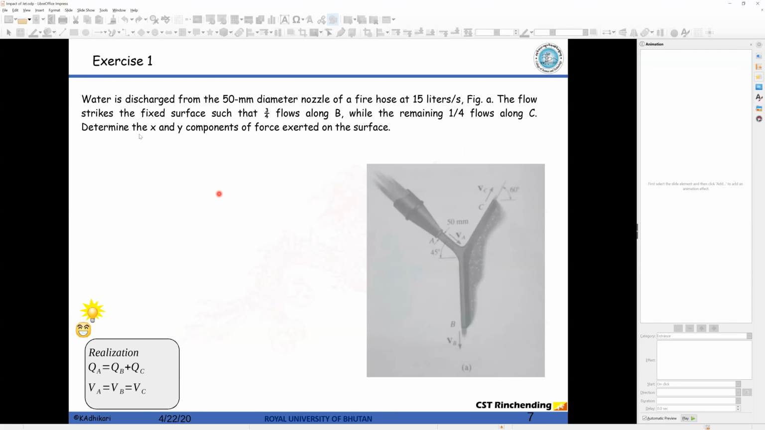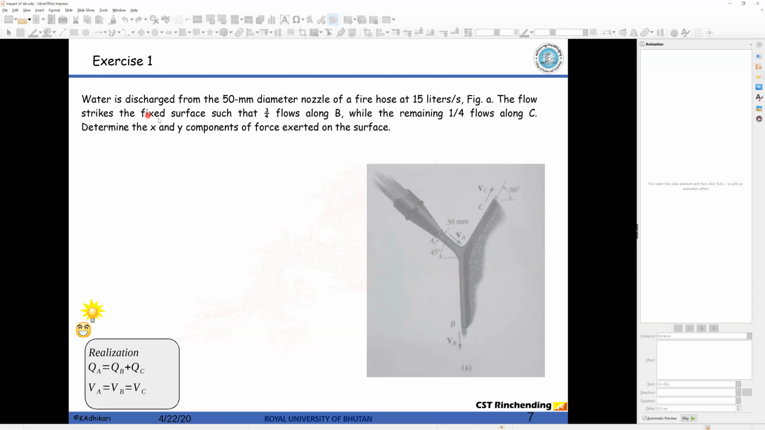The problem is: water is discharged from a 50 mm diameter nozzle of a fire hose at 15 liters per second, figure A. So there's a nozzle discharging some water, it impinges on this plate which divides the water, and it goes out from here and from here. I hope the image is clear to you.